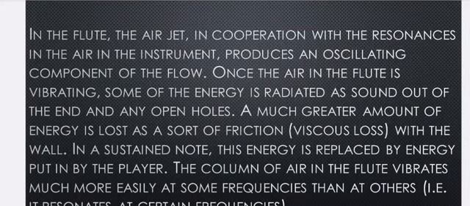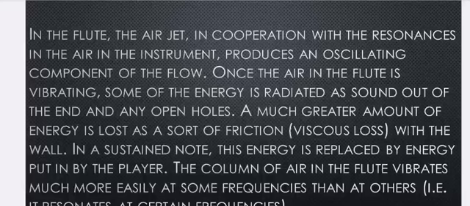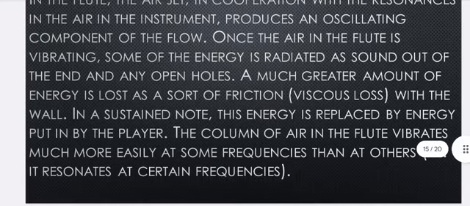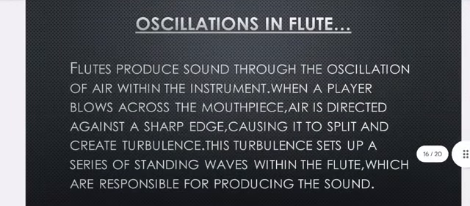In the flute, the air jet in cooperation with the resonance in the air in the instrument produces an oscillating component of the flow. Once the air in the flute is vibrating, some of the energy is radiated as sound out of the end and any open holes. A much greater amount of energy is lost as a sort of friction with the wall. In a sustained note, this energy is replaced by energy put in by the player. The column of air in the flute vibrates much more easily at some frequencies than at others.